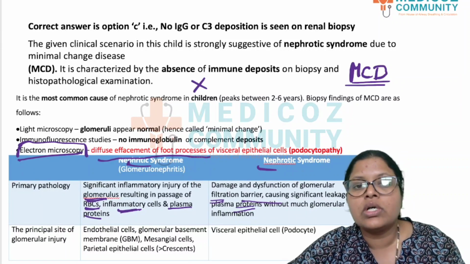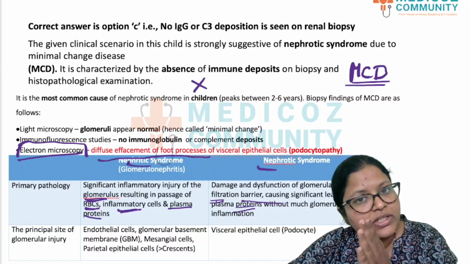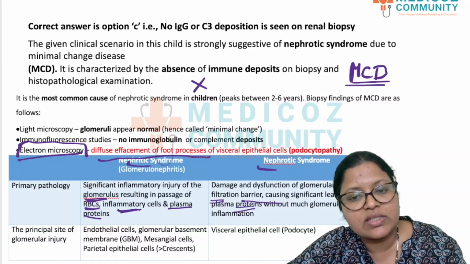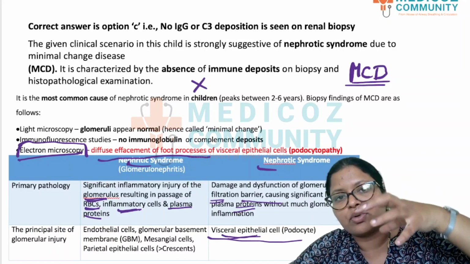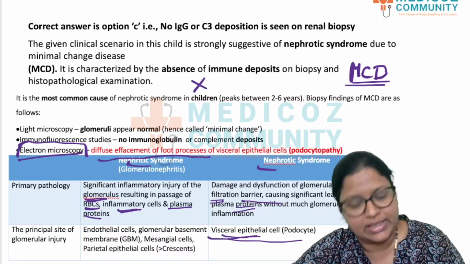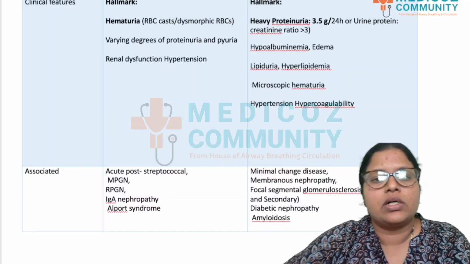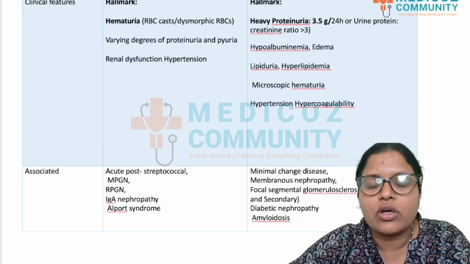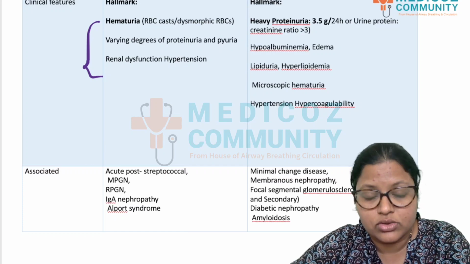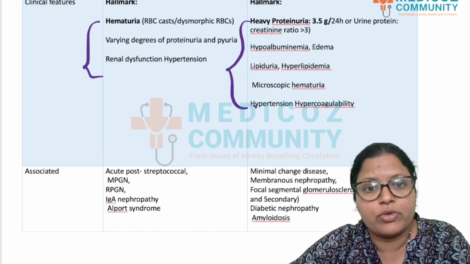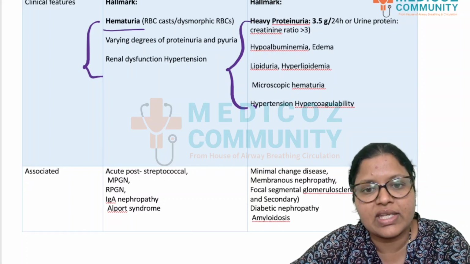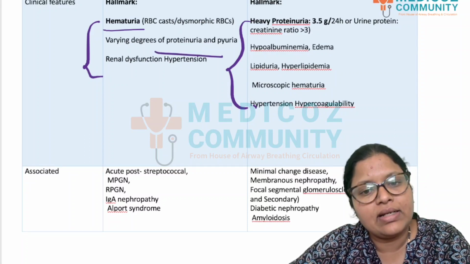We already know, here it is the filtration barrier, which is your visceral epithelial cells or your foot-like process, which is also called as podocyte, okay? Now, another important thing is this is your triad or this is your syndrome. Okay, nephritic syndrome, you mainly have hematuria, you have various degree of proteinuria and renal dysfunction.